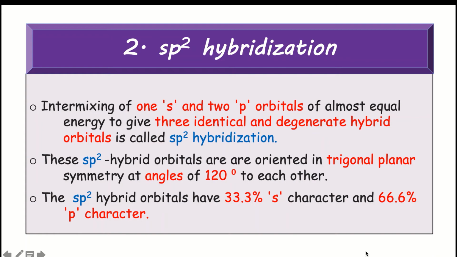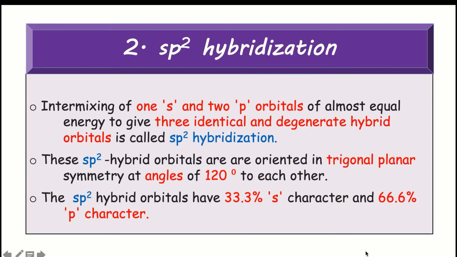Hello everyone. Now let us see the second type, that is sp2 hybridization. So sp2 hybridization is formed by the intermixing of one s orbital and two p orbitals with almost similar or equal energy, and it gives rise to three identical and degenerate hybrid orbitals that we call sp2 hybrid orbitals or sp2 hybridization.